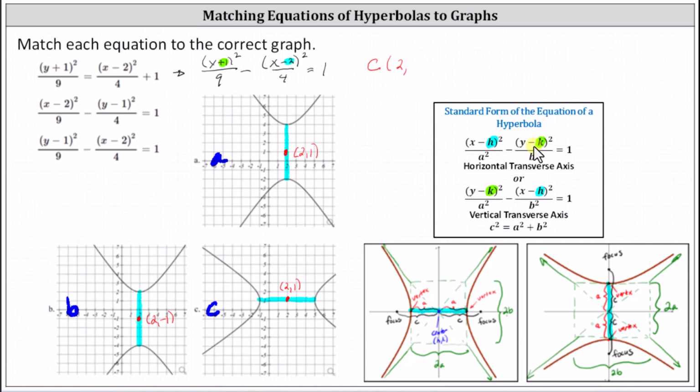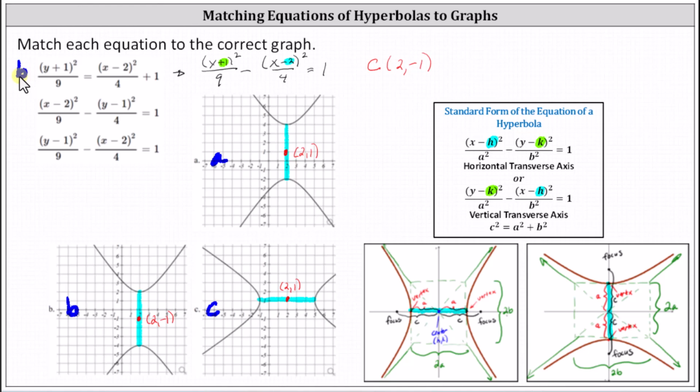To find the value of k, notice we need the form of y minus k, and y plus 1 is equivalent to y minus negative 1, which is why k is negative 1. So the correct graph must have a vertical transverse axis and a center of 2, -1, which matches graph B. The first equation matches with graph B.